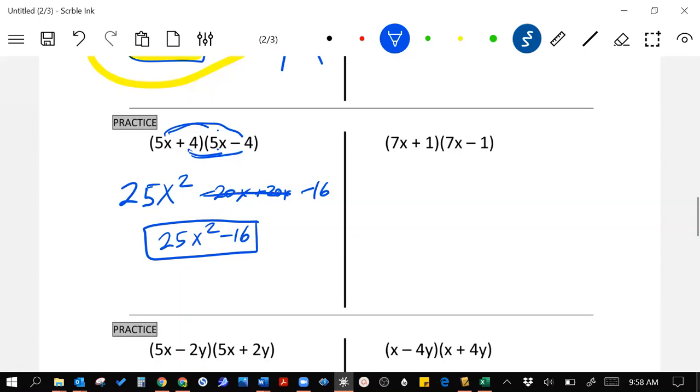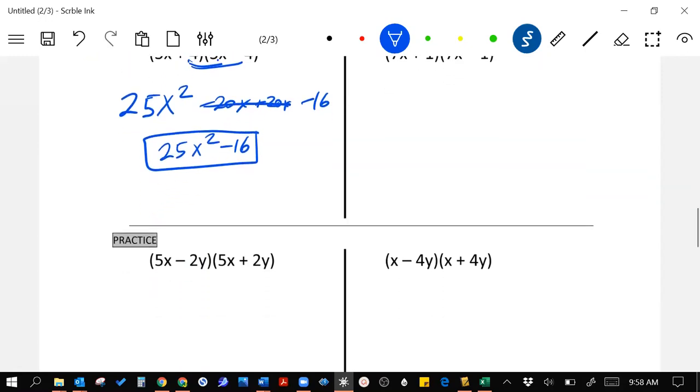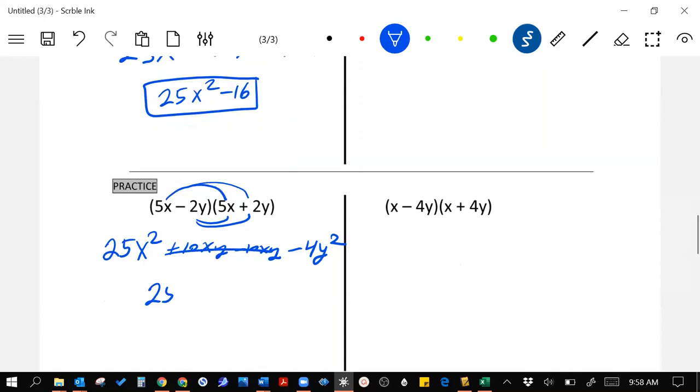And then I'm going to do one of these bottom ones because they have a y in it. It doesn't matter that there's a y in it. Keep the same steps. Do the same procedures. 25x squared. Okay. And I'll do the middle terms as plus 10xy minus 10xy. So those cancel out. And then minus 4y squared. So this one becomes 25x squared minus 4y squared.